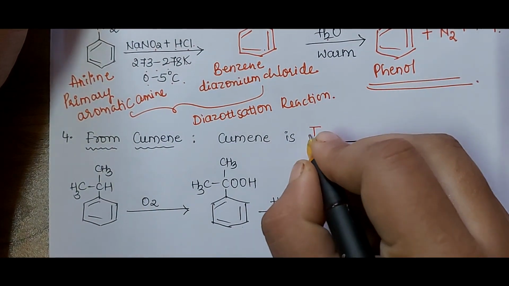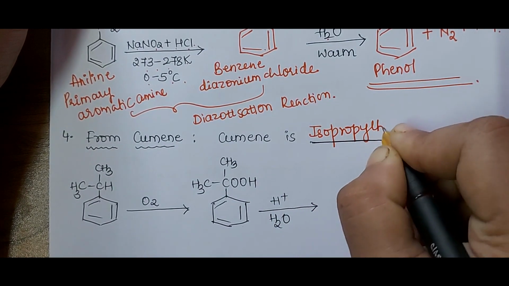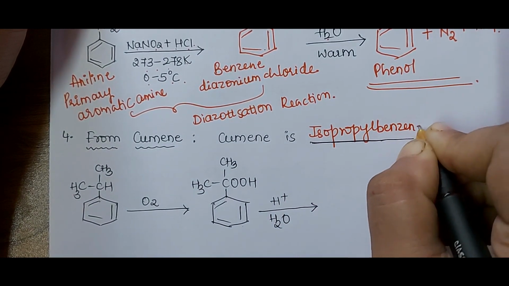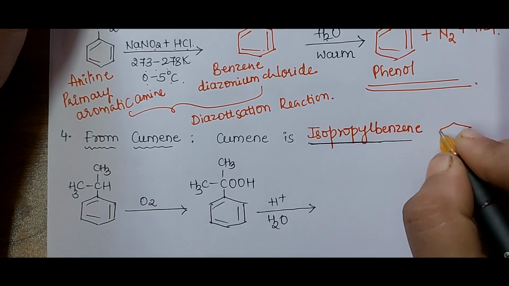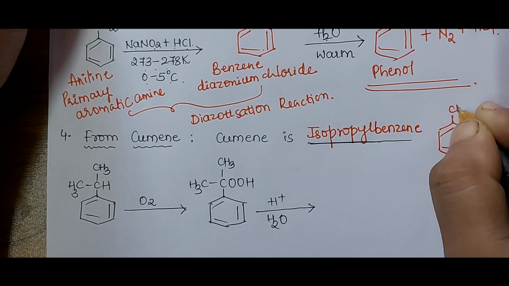Next we'll go with the last method of preparation, that is from cumene. Cumene is called isopropyl benzene. Isopropyl benzene, the structure we can represent as benzene bonded to an isopropyl carbon.